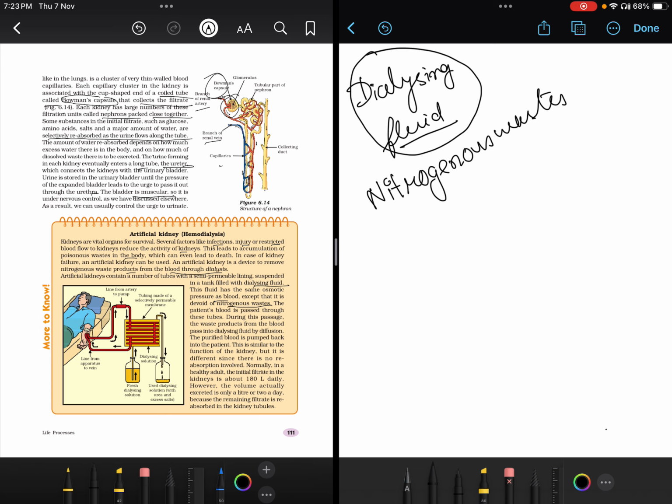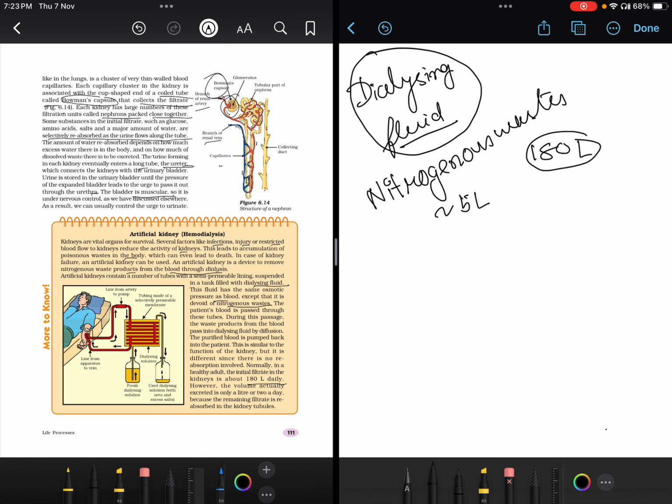Normally, in a healthy adult, the initial filtrate in the kidneys is about 180 liters daily. So, this 180 liters should not confuse you. Volume of blood, how much is it? Around 5 liters. So how is it 180 liter filtration?